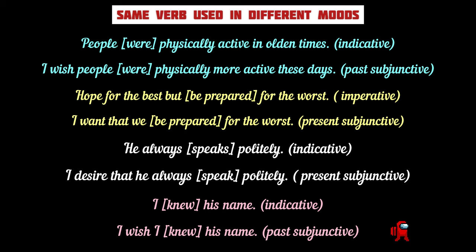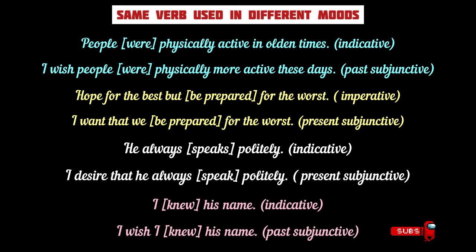However, in the following sentence, I wish people were physically more active these days. The same verb were is in the past subjunctive mood. Why? Because it expresses a mere wish, something that is not real. We know that in reality, people are not physically active these days.